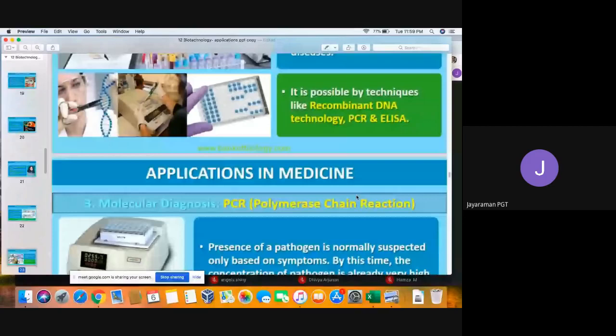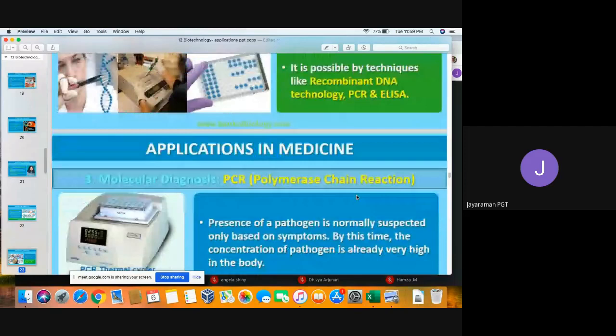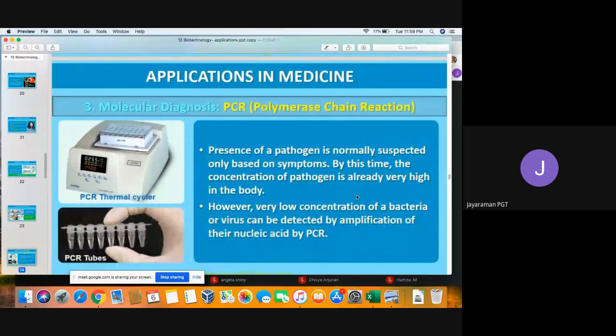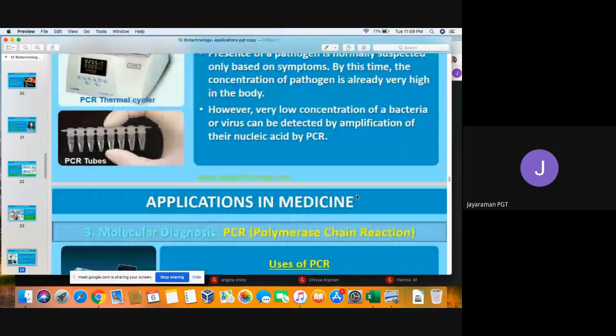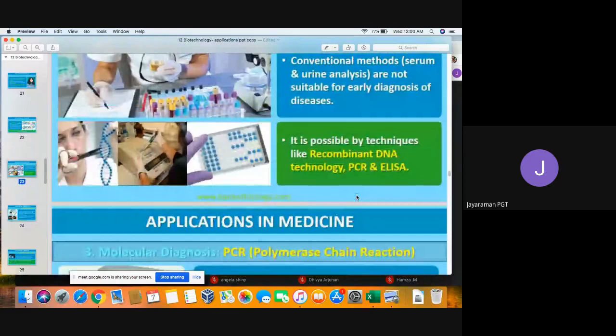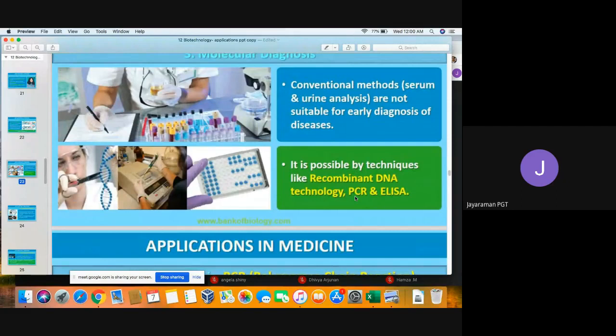One is the antigen-antibody reaction. The other method is the PCR method. PCR is not actually for detecting, it's a multiplication method only. For example, in the normal method, say the AIDS virus enters the body, somewhere in the hand, for example, or through the leg, through some injury where blood contact is there. If you take blood from the hand immediately, it will not show anything.